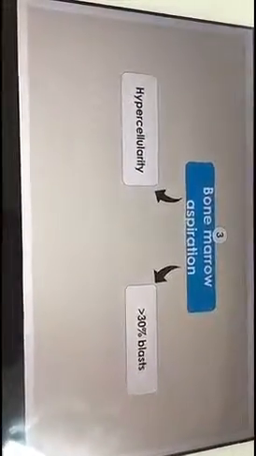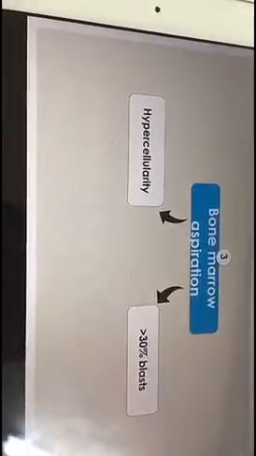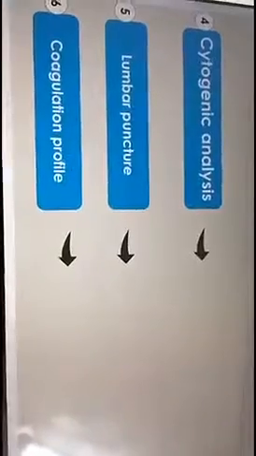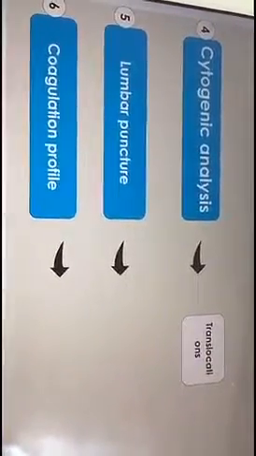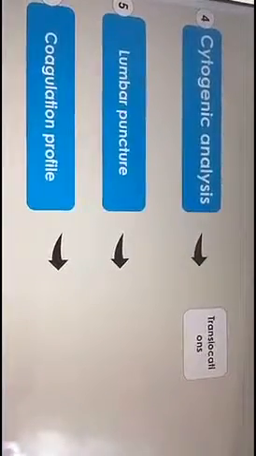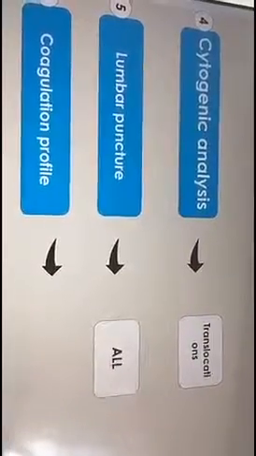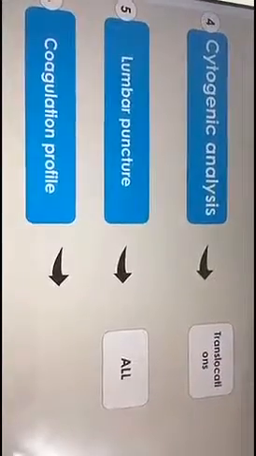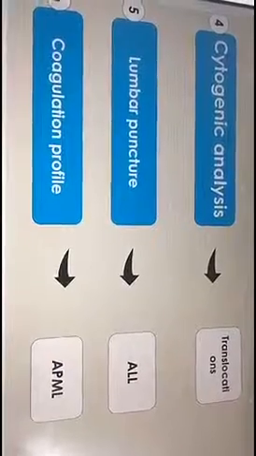When bone marrow aspiration, it will be very hypercellular because of the high proliferative rate of the lymphoblasts and the myeloblasts. More than 30% of the bone marrow cells are blasts. أيضا راح نعمل genetic analysis to assess the genetic abnormalities أو translocation مع كل type. Lumbar puncture مع acute lymphoblastic leukemia to see the CSF infiltration with lymphoblasts. Finally, coagulation profile to assess the disseminated intravascular coagulopathy مع الأكيوت pro-myelocytic leukemia.